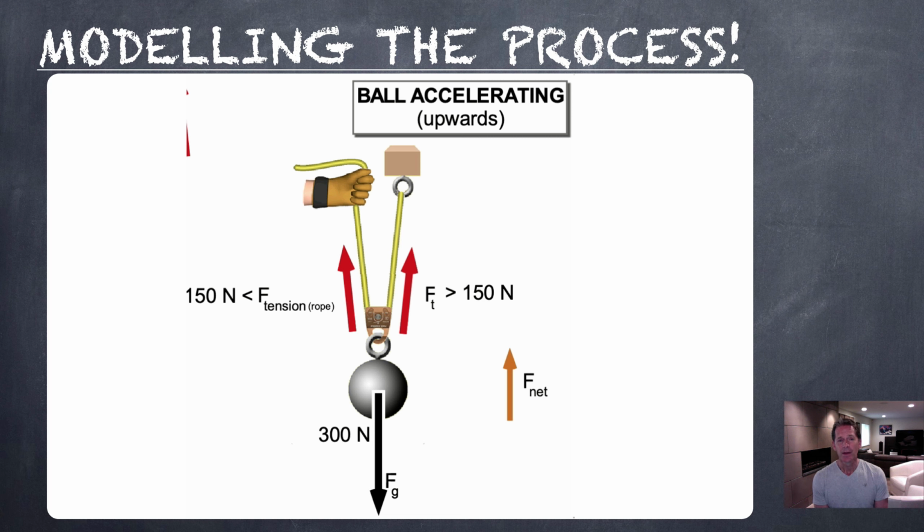And as before, the force of tension in the rope will be the same as the force that we apply, because the force of tension is the same all the way through the rope. So we know that in order to accelerate the ball upwards, our applied force as well is going to have to be bigger than 150 newtons. Which I hope, again, intuitively makes sense, that you have to pull harder to make something accelerate compared to just holding it.